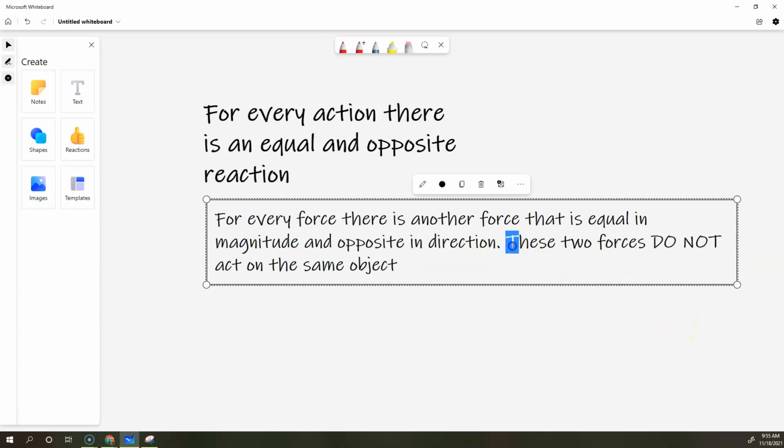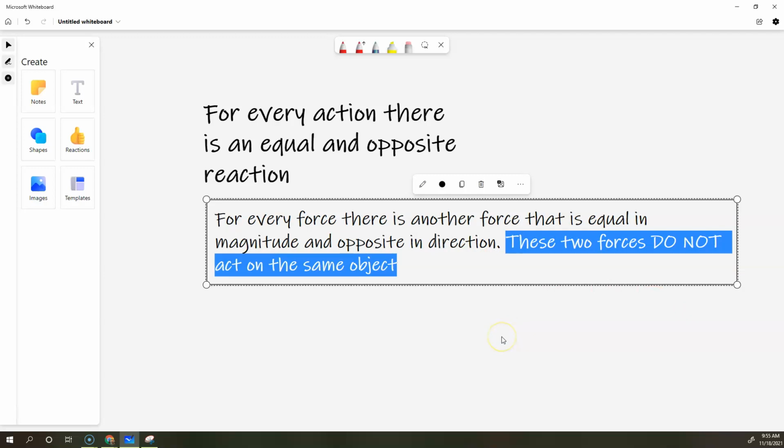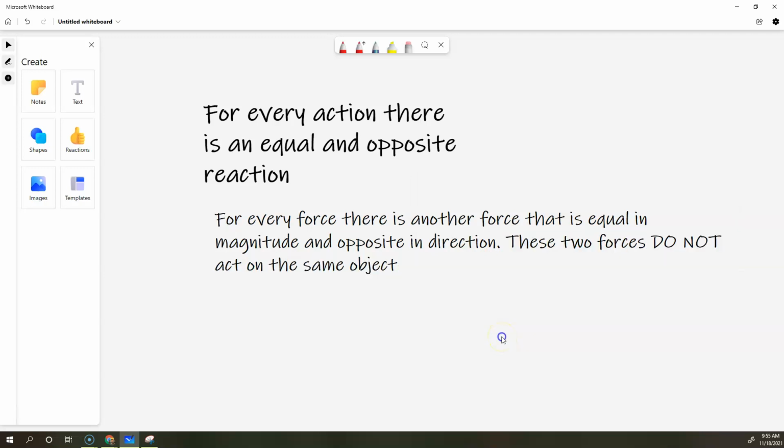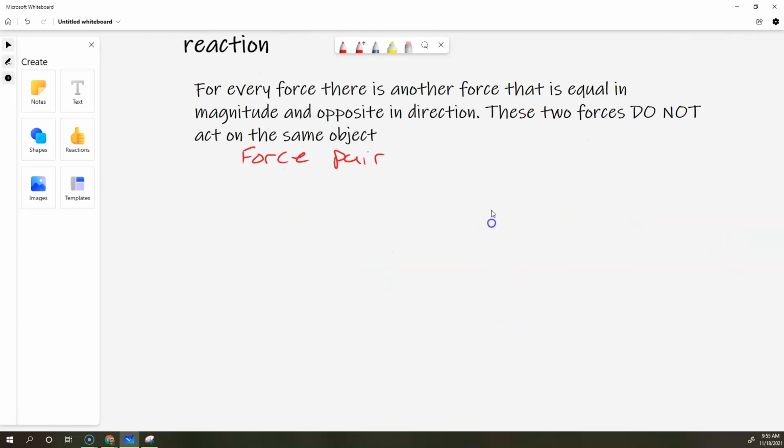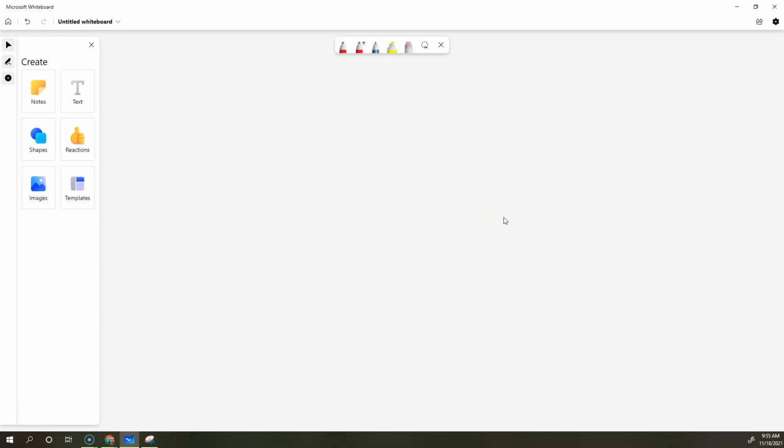But what people get wrong is they think that the forces act on the same object. They don't. This is called a force pair. Newton's third law is called a force pair. Here is the biggest mistake made about force pairs.